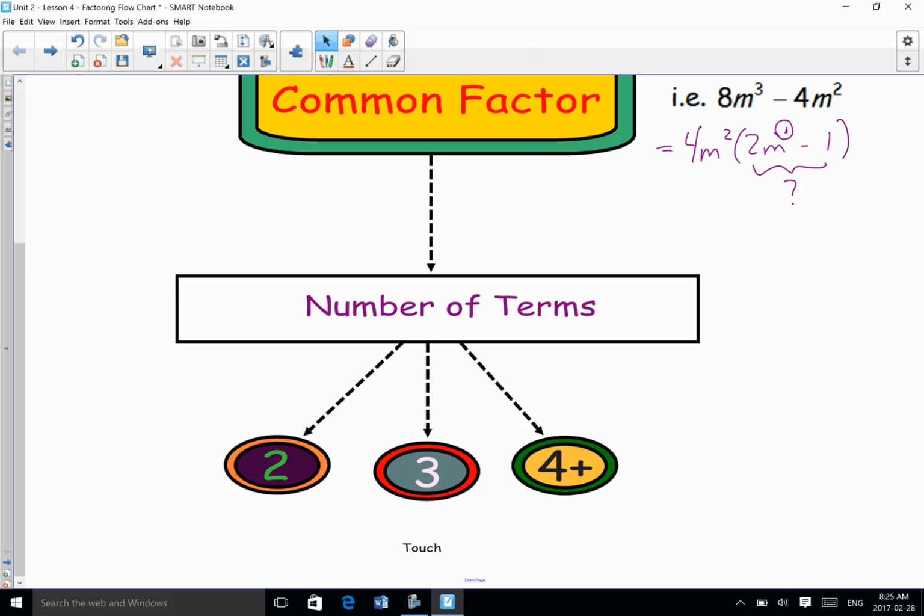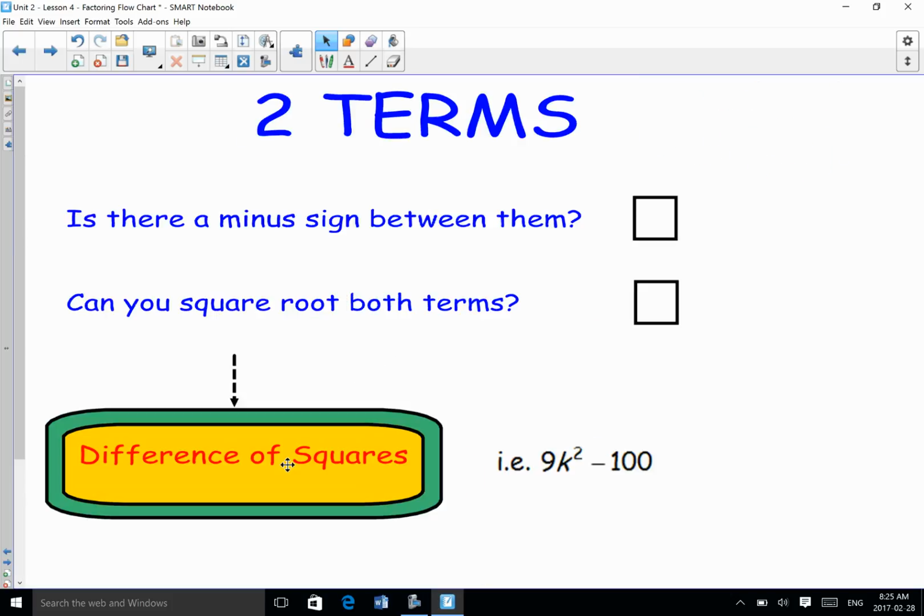Okay. Once we've done that, we've tried common factoring. It may or may not work. It depends on the situation. But if I've common factored, or if I can't common factor, the next thing I want to do is count how many terms I have. We have options: 2 terms, 3 terms, or 4 plus terms. So look at 2 terms first.